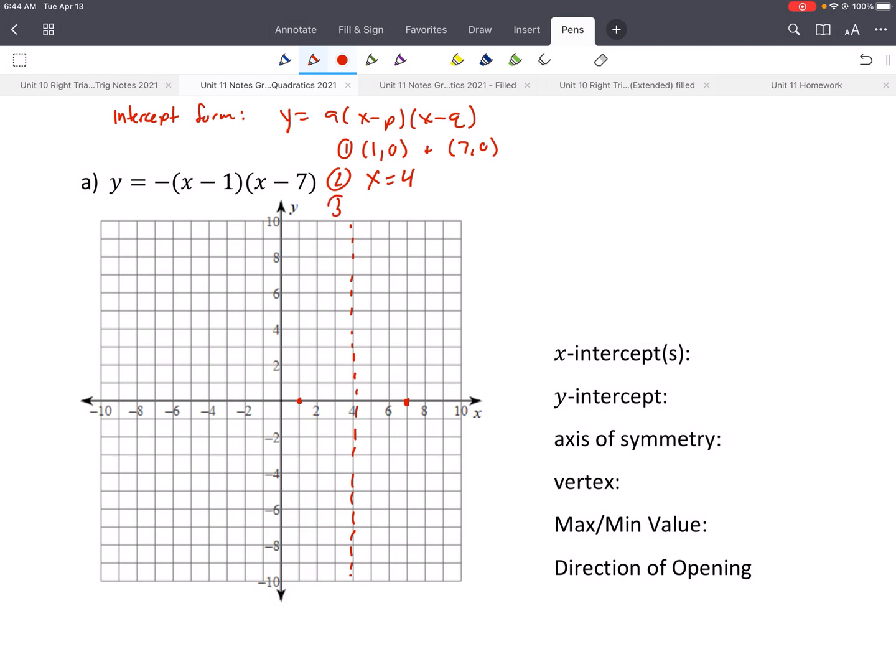Okay, step 3, we need to find the y for our vertex. So this is the x for the vertex. Now we need to find the y. And we substitute. So we have a negative already, we'll put 4 minus 1 and 4 minus 7. That will give us a negative, and then a 3, and then a negative 3. So it looks like it gives us a 9. So our vertex is 4, 9.